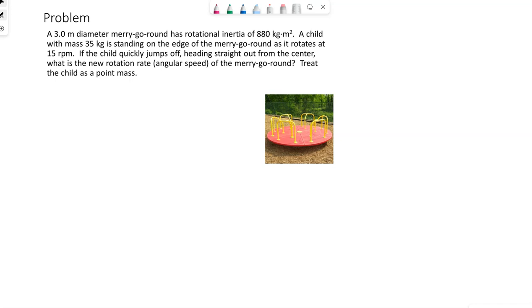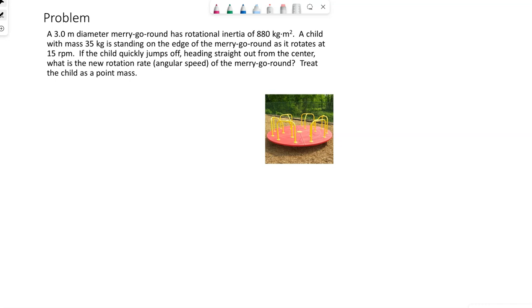We have another example here. We have a 3-meter diameter merry-go-round with a rotational inertia of 880 kilogram meter squared. A child with mass 35 kilograms standing on the edge of the merry-go-round as it rotates at 15 RPM. If the child quickly jumps off, heading straight out from the center, what is the new rotation rate, angular speed, of the merry-go-round? Treat the child as a point mass.